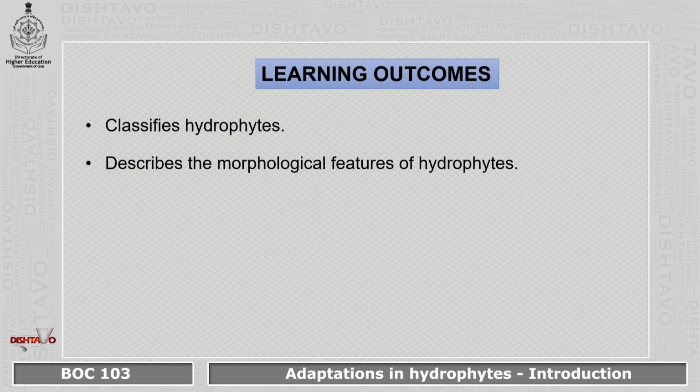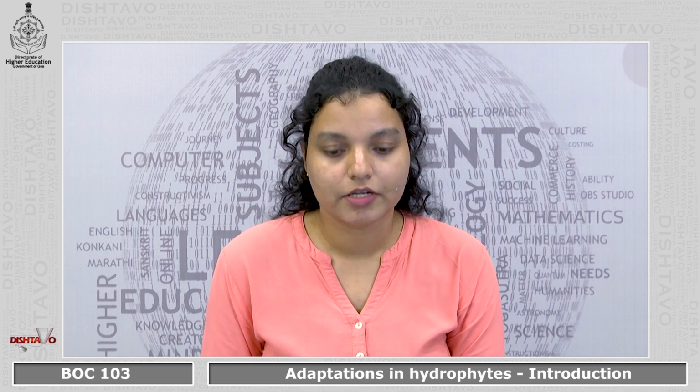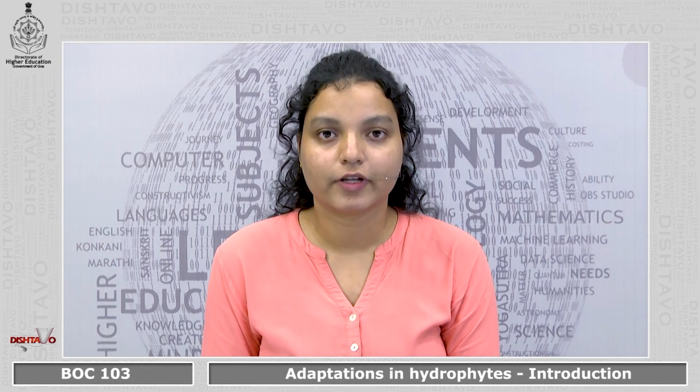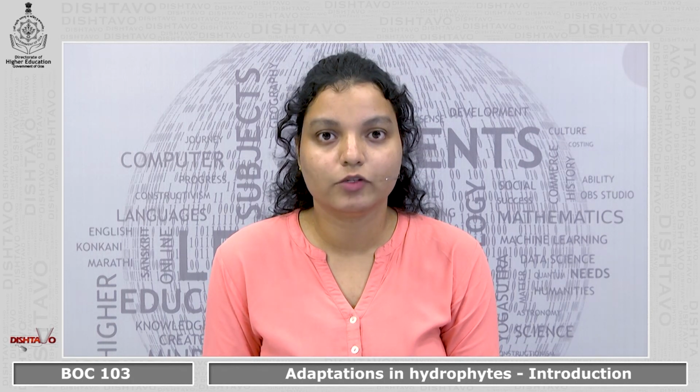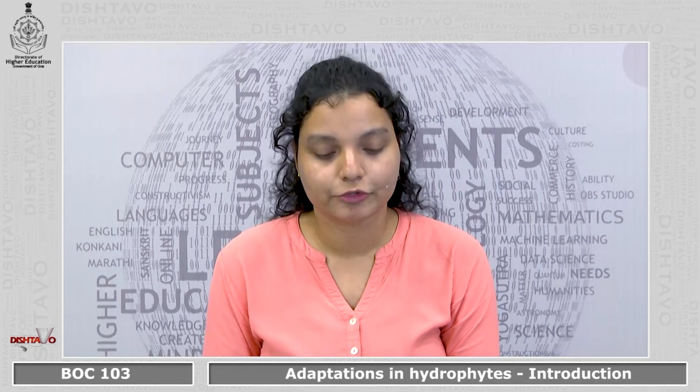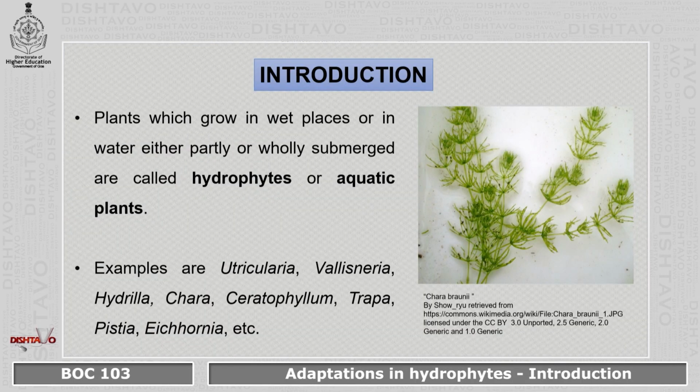Learning outcomes are: classifies hydrophytes. It describes the morphological features of hydrophytes. Introduction. What are hydrophytes? Hydrophytes are plants which survive in water. They are also called aquatic plants. For example, we have Utricularia, Vallisneria, Hydrilla, Chara, Ceratophyllum, Trapa, Pistia, Eichhornia, and many more.